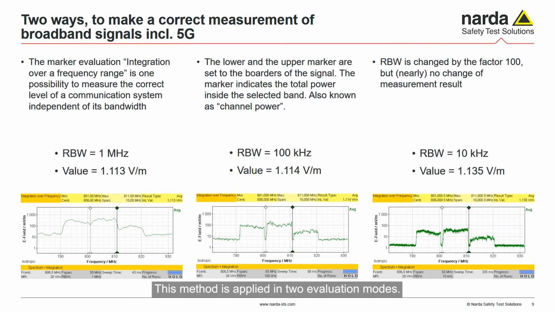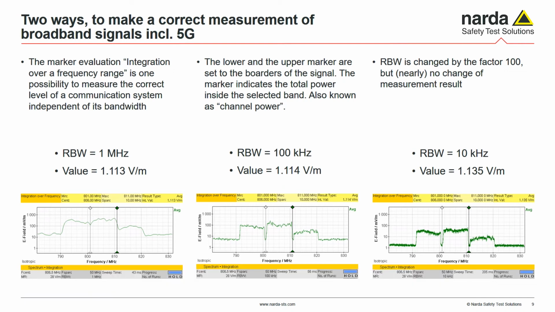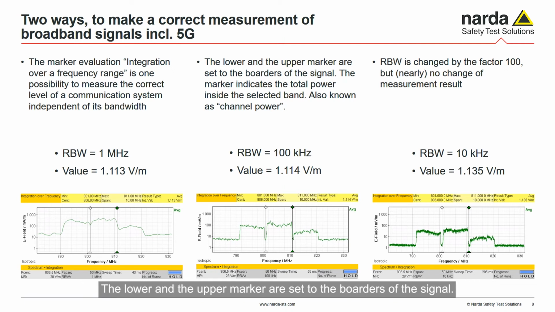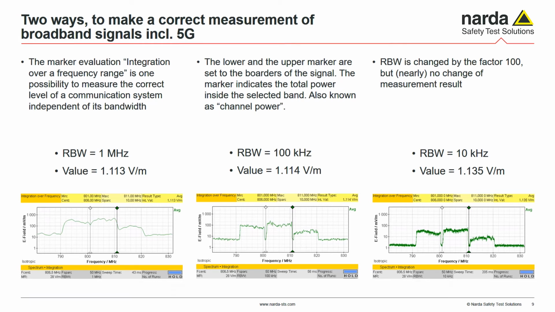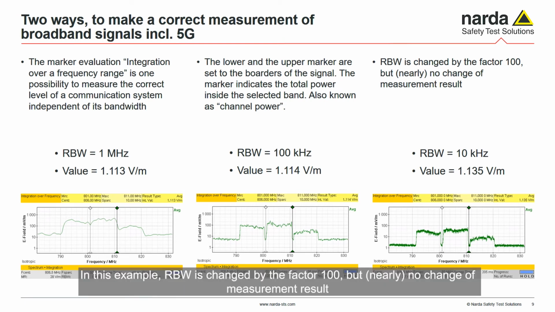This method is applied in two evaluation modes. First one is the evaluation mode for the marker called integration over a frequency range. The lower and the upper marker are set to the borders of the signal. The marker indicates the total power inside the selected band. This function is also known as channel power measurement. In this example, the resolution bandwidth is changed by the factor 100, but no change of measurement result.